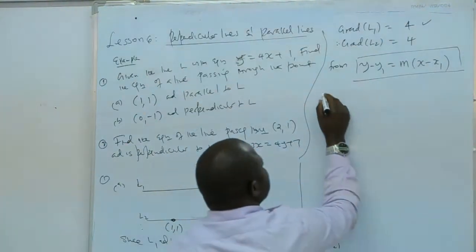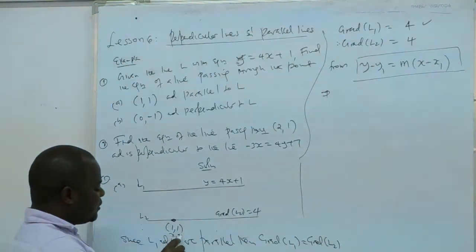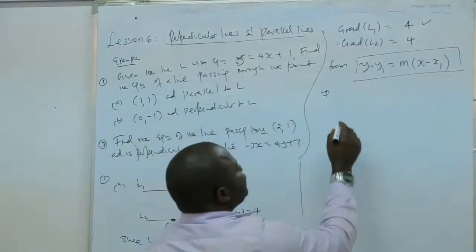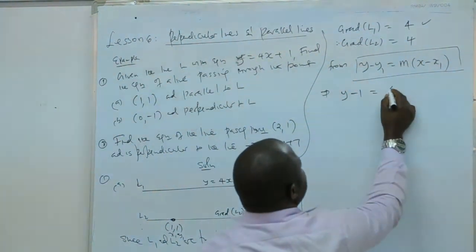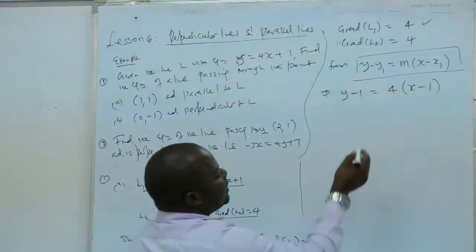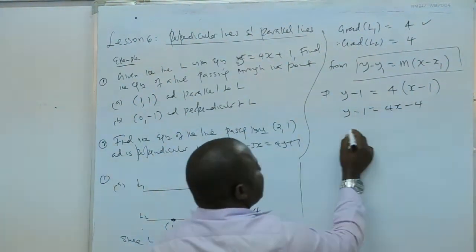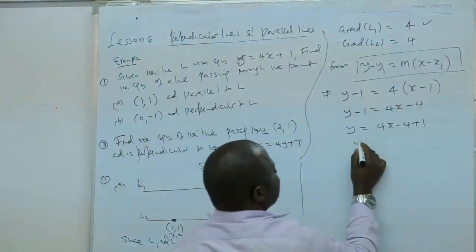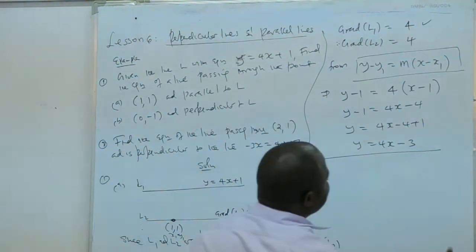So you choose this point, call one x1, another one y1. Substitute into this the gradient you have. Leave y as y, so y minus 1 equals the gradient, which is 4, times x minus 1. Open the bracket: y minus 1 equals 4x minus 4. Take that to the other side, so this gives you 4x minus 4 plus 1. So y will be equal to 4x minus 3. That's the equation of that line.